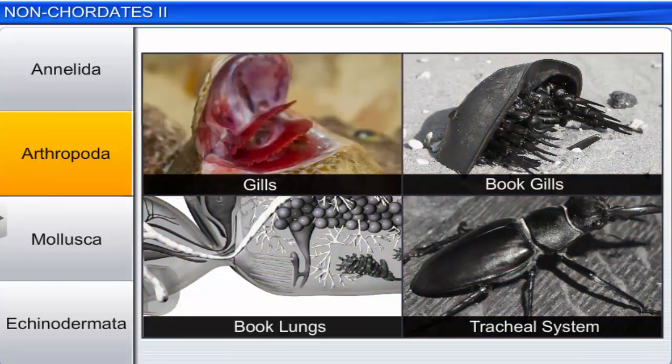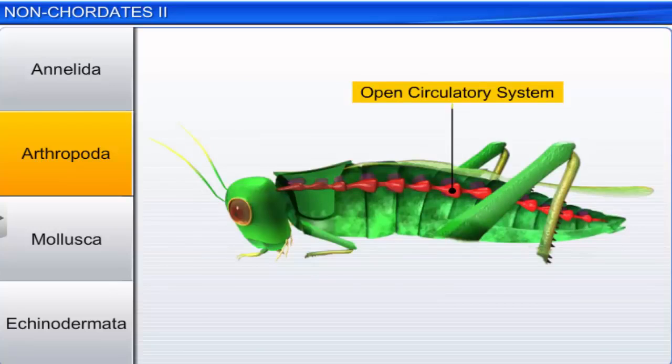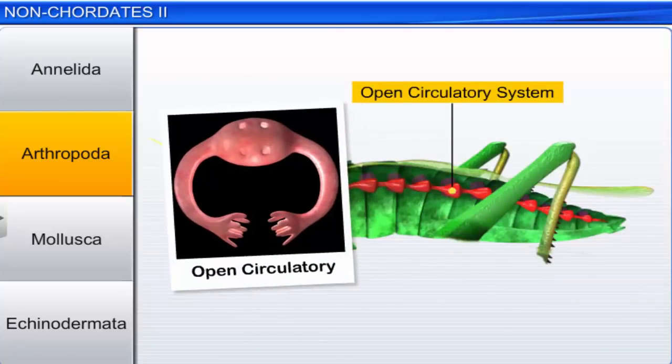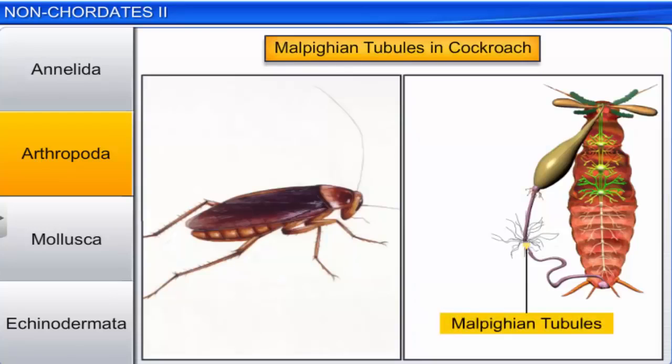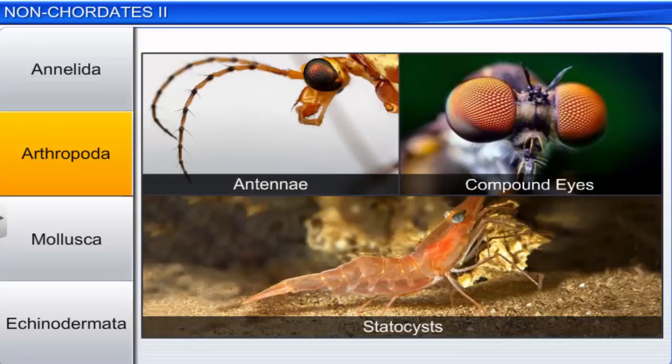Arthropods respire through the gills, book lungs, or tracheal system, and have an open circulatory system. The Malpighian tubules in them function as the excretory organs. Arthropods possess sensory organs like antennae, simple and compound eyes, and statocysts.